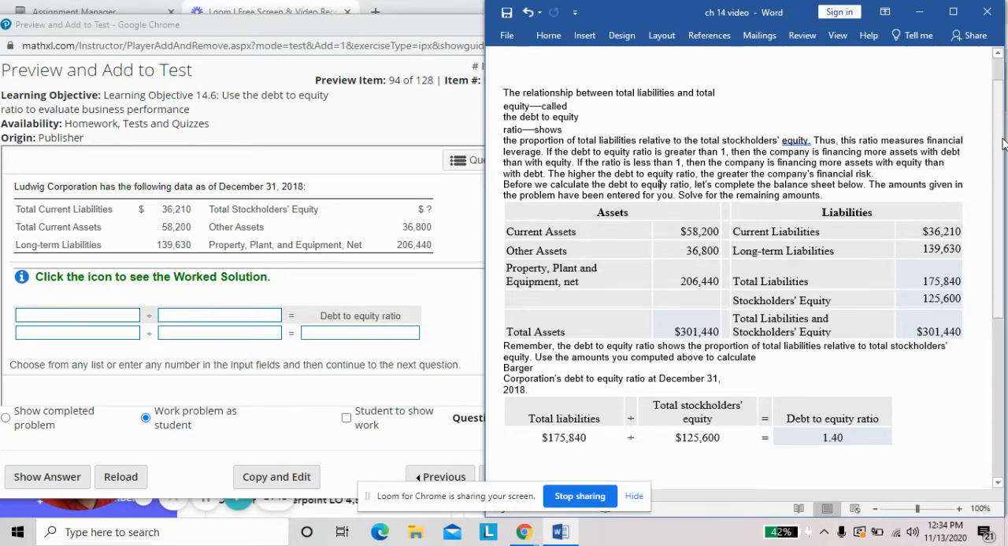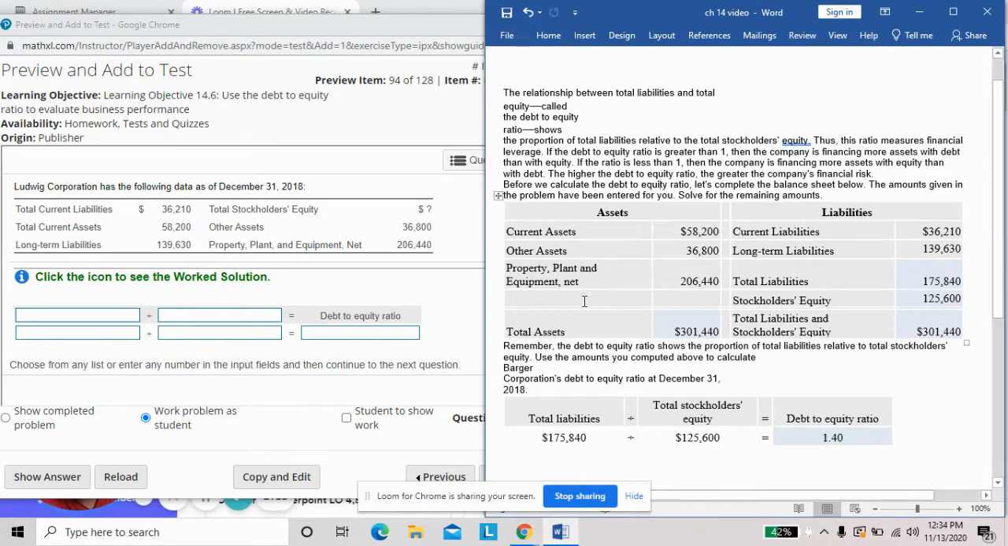Before we calculate the debt to equity ratio, I need to complete the balance sheet below. If you do this problem, you need to have your own balance sheet. Since that's not provided here, you just have to fill in the debt to equity ratio on the left for your answer. I will be putting in the amounts given, and we can figure out the remaining amount. As you see here, current assets is $58,200. Other assets is also given, $36,800. Property, plant, and equipment net is $206,440.